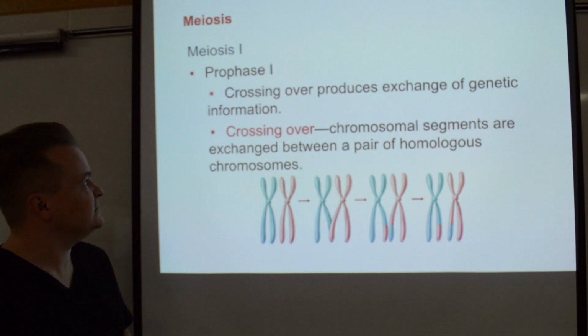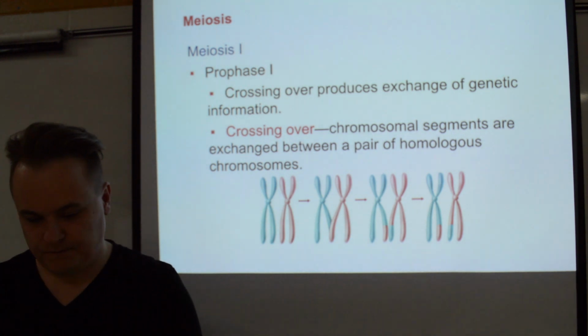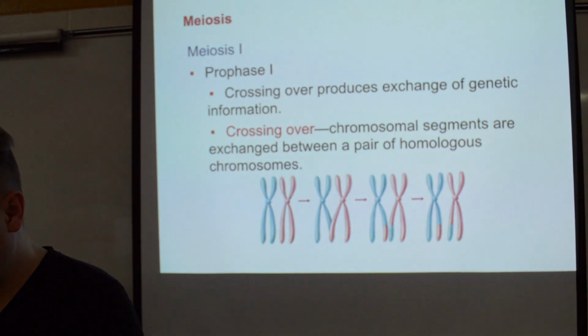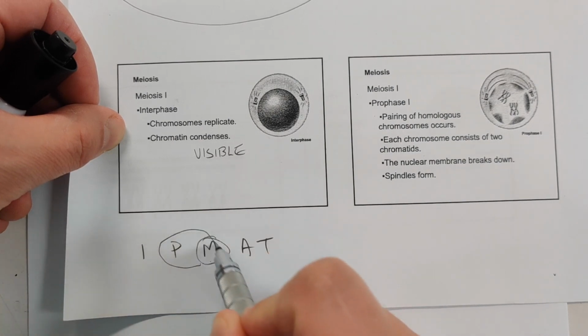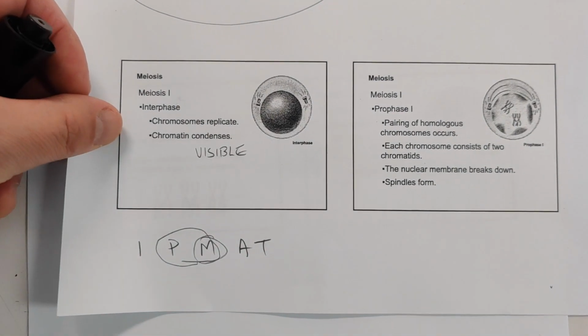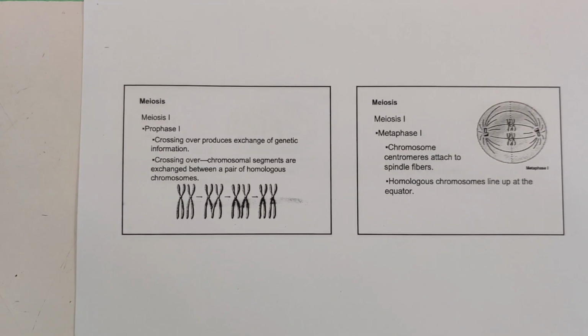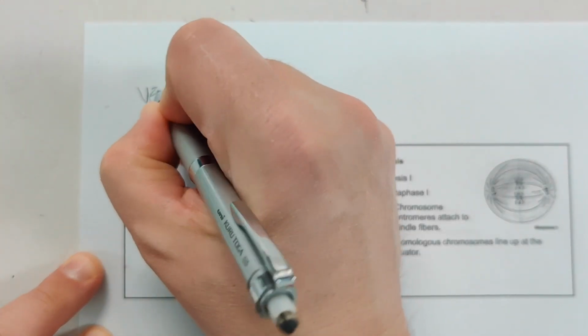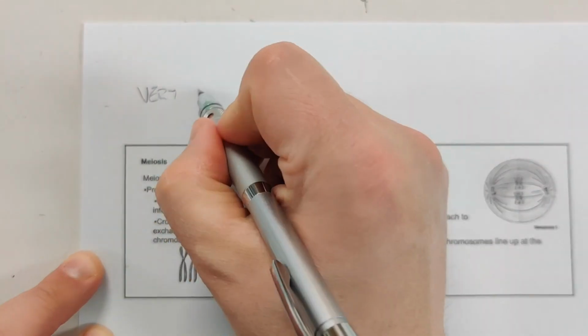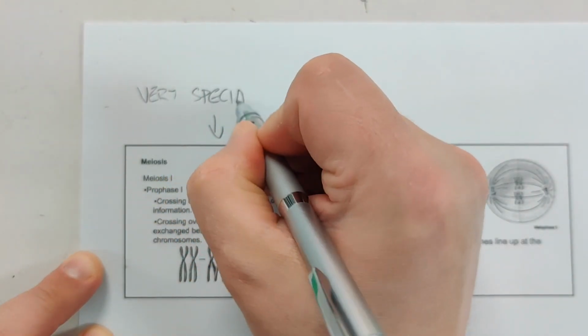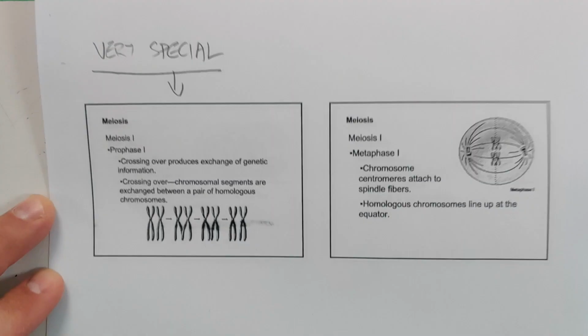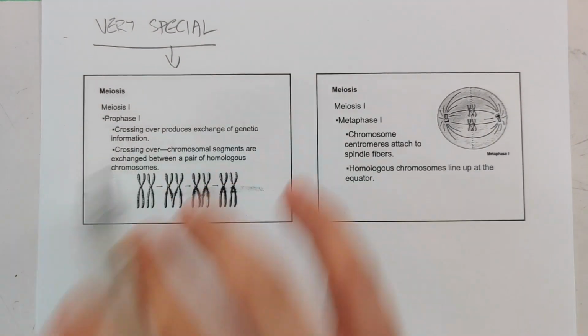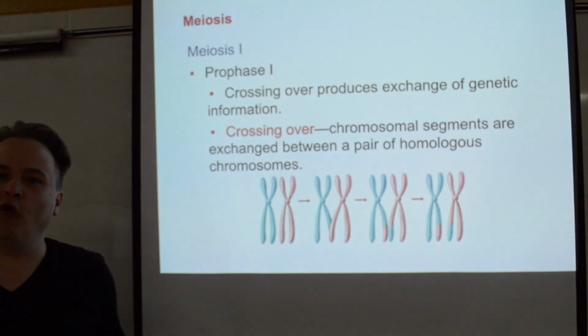This is the coolest part. So, on the last slide, you could see here I said metaphase is special. Well, it's kind of, both of those are special. But this is really important here. So I'm going to write very special. This is important, folks. In prophase 1, crossing over happens.